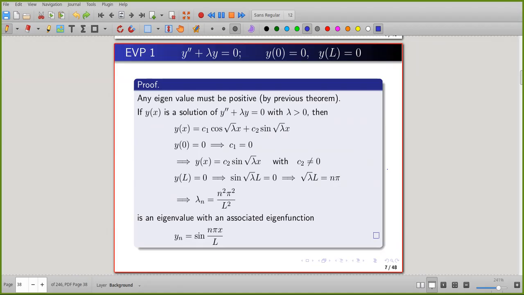So in this example, the space of eigenfunctions is one dimensional. So these are exactly all the eigenvalues, with n equal to 1, 2, and so on. And we don't need to take the negative ones.